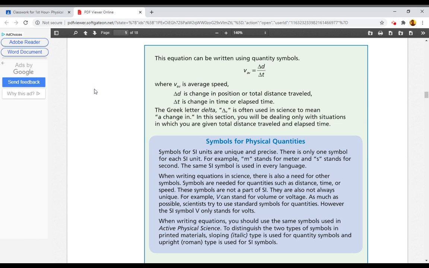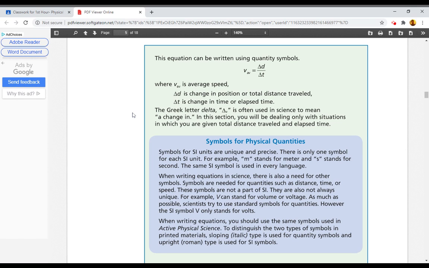This equation can be written using quantity symbols, where v_av is average speed. Okay, so there's your average speed. Distance is a change in position or total distance traveled. Δt is change in time or elapsed time.